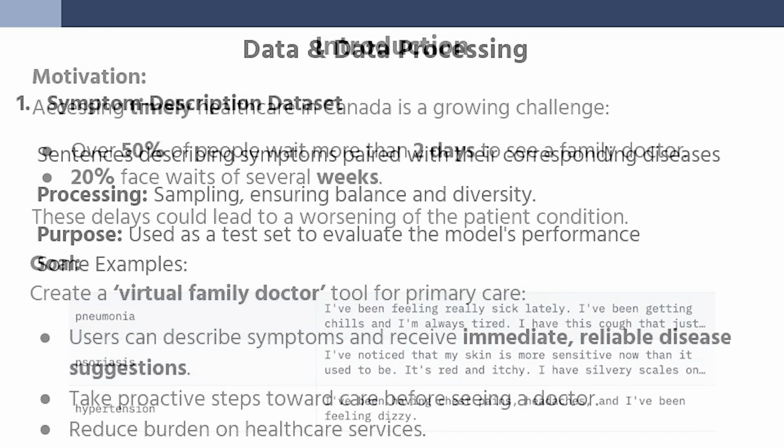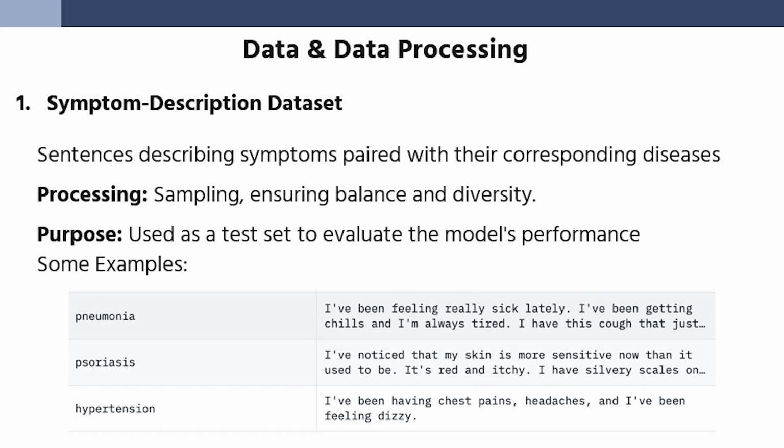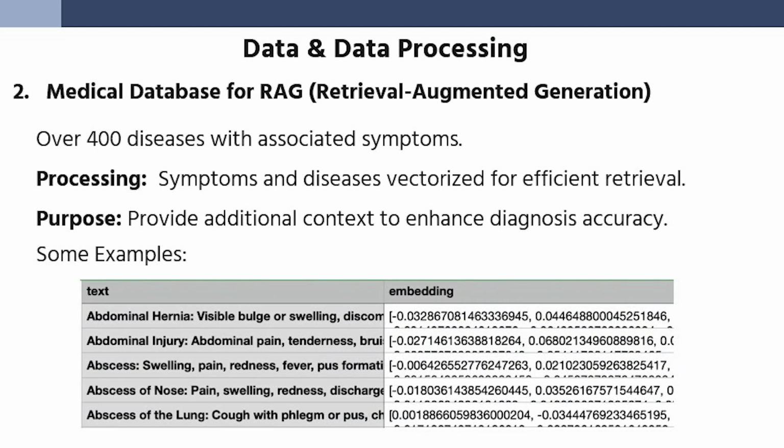services. For the dataset, we collected a symptom description dataset, which contains sentences describing symptoms paired with their corresponding disease. This dataset is used for evaluating our model's performance. We also utilize a medical database for RAG, which contains over 400 diseases and their associated symptoms. This database is used to enhance our model's accuracy.